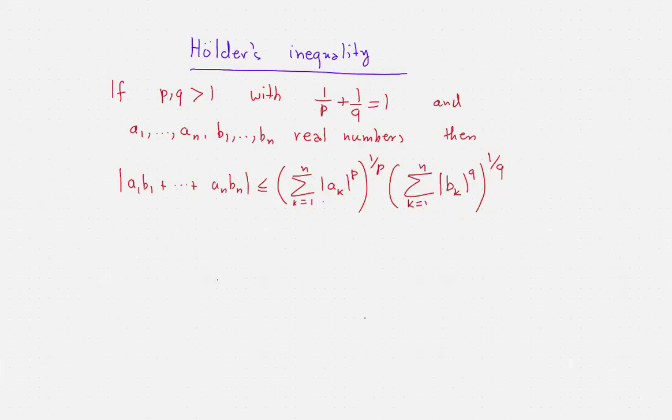Okay, so we would like to show Hölder's inequality. This is the following: if we have two real numbers, p and q, that are greater than 1 and satisfy the equation 1 over p plus 1 over q equals 1, and a1 up to an, b1 up to bn are any real numbers, then we have this inequality.